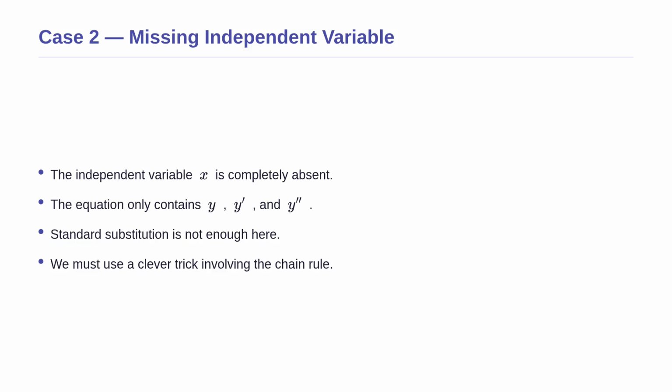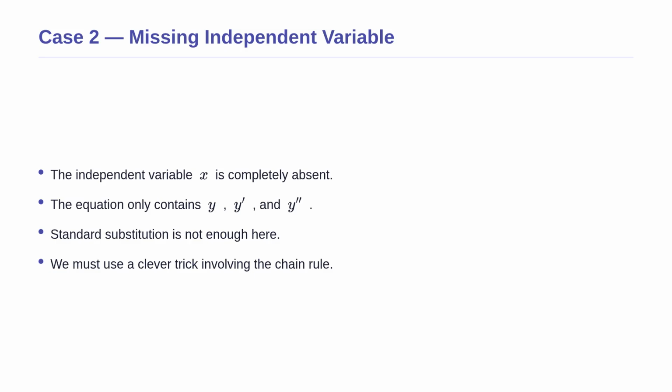This brings us to our second category of reducible equations. We call this case 2, where the independent variable is missing. In many physical problems, the input variable is time or position, often written as x or t. If you inspect your equation and notice that this independent variable is completely absent, you are dealing with case 2. The equation will only contain the dependent variable y, its first derivative, and its second derivative.